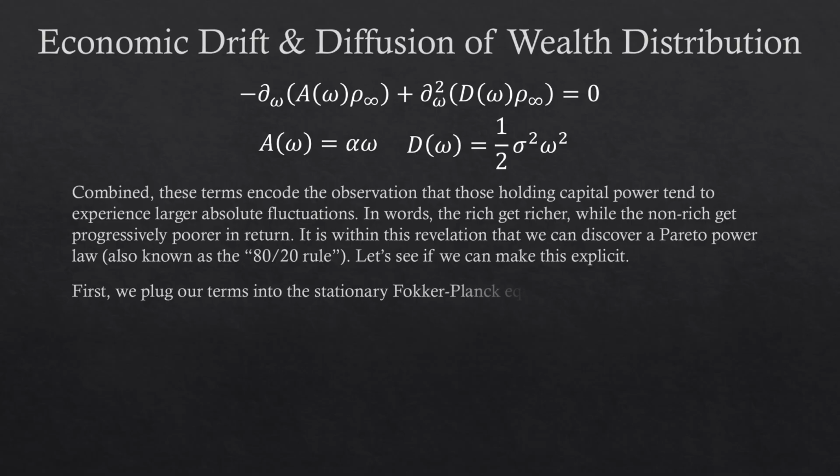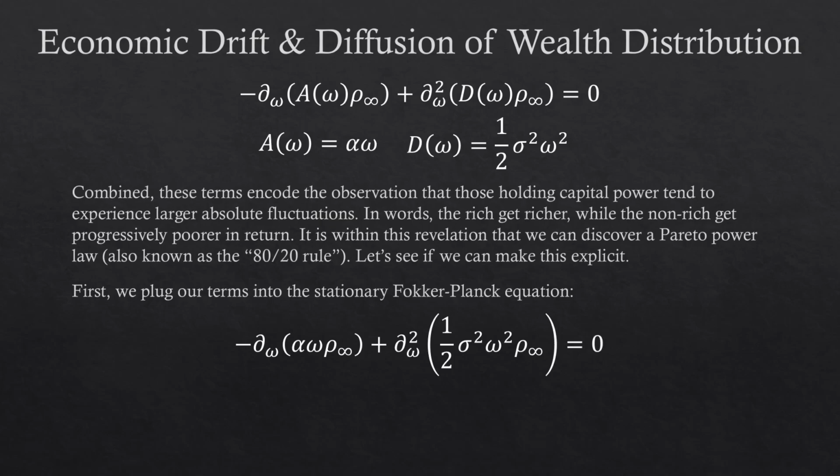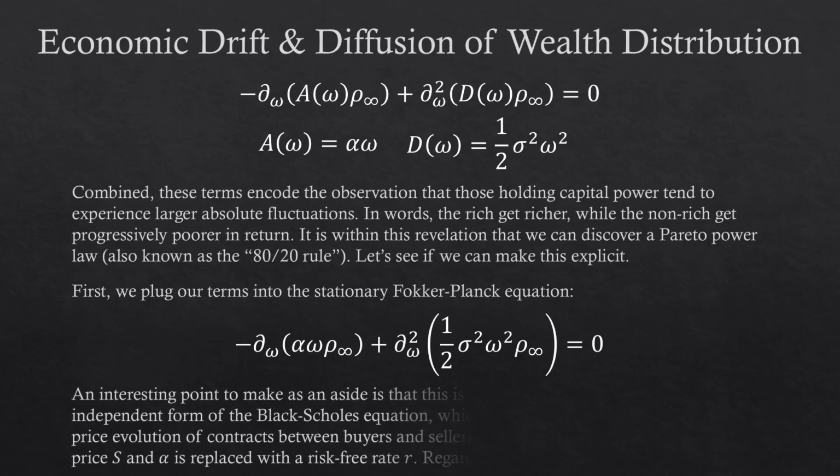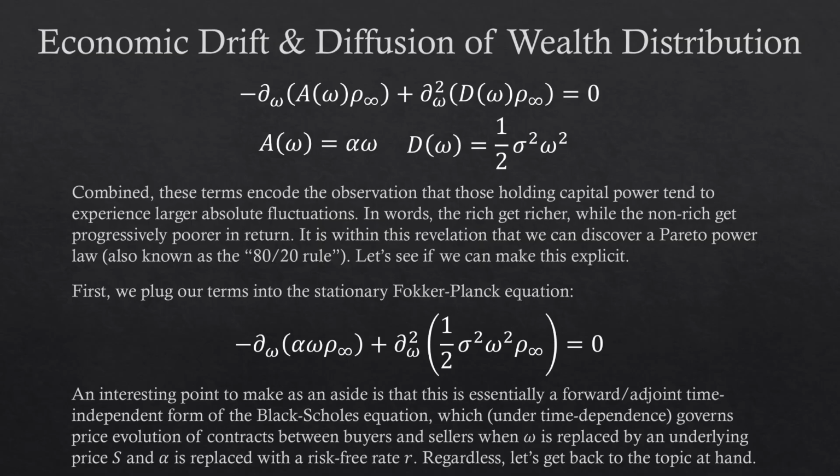First, we plug our terms into the stationary Fokker-Planck equation. An interesting point to make as an aside is that this is essentially a forward/adjoint time-independent form of the Black-Scholes equation, which, under time dependence, governs price evolution of contracts between buyers and sellers when wealth is replaced by an underlying price S and alpha is replaced with the risk-free rate R. Regardless, let's get back to the topic at hand.